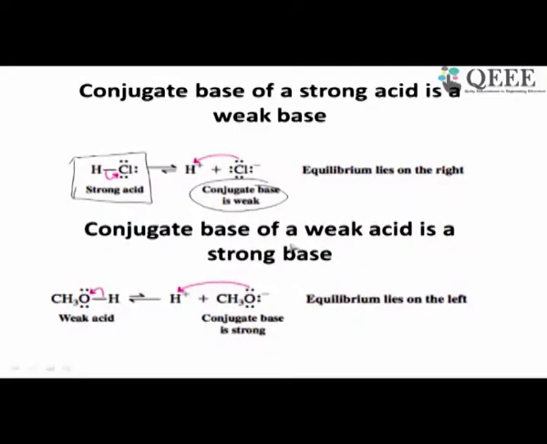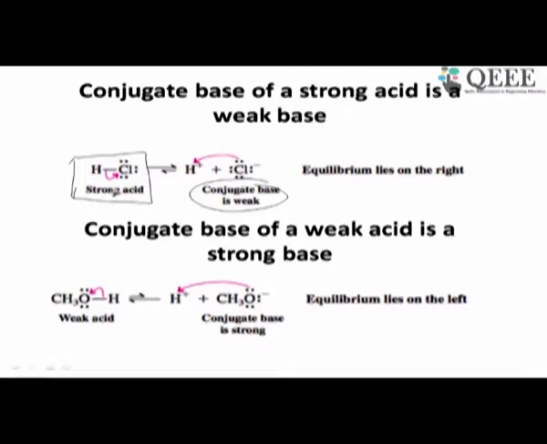The point I was trying to make here is that the conjugate base formed by a strong acid will always be weak. And we can extend the same thing to bases also. The conjugate base of a weak acid is a strong base. A strong base will keep the proton with itself. It is negatively charged and wants to keep the proton with itself, so the equilibrium is more towards the left side. Here the same thing can be explained.